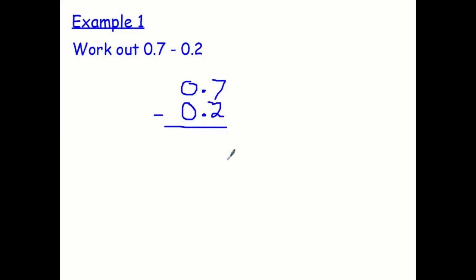Okay, and then I'm going to subtract these, and we always start on the right hand side, so we always start here. So if you start off by doing 7 take away 2. Now I'm just saying 7 take away 2 for example purposes, but please bear in mind this is 7 tenths take away 2 tenths. So 7 take away 2 is 5. I'm going to put my decimal point in line with the others, and then I'm going to do 0 take away 0, which is just 0. So the answer to my question there is 0.5.